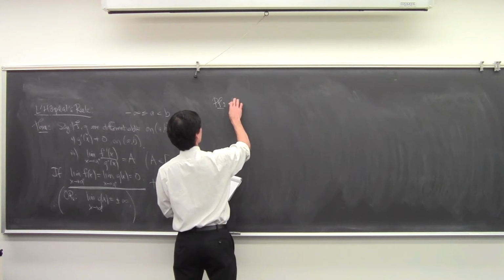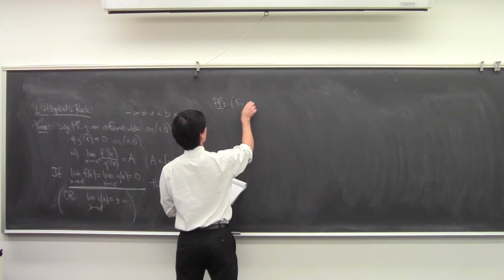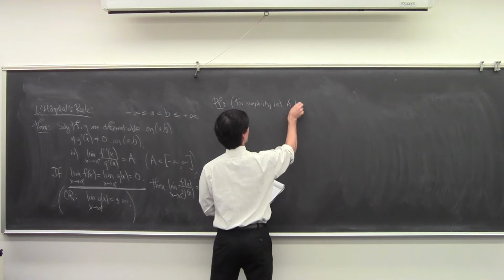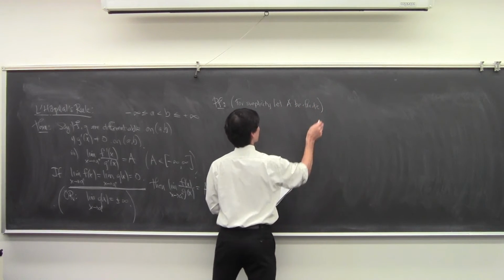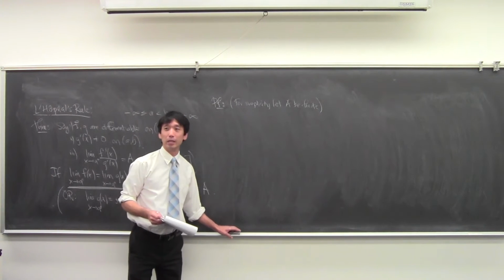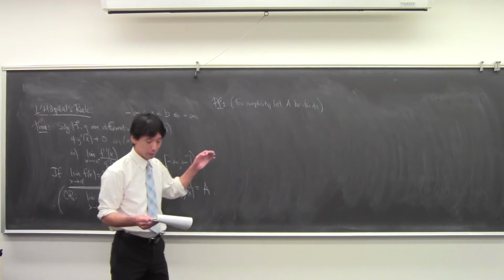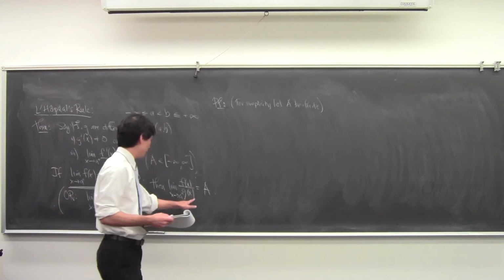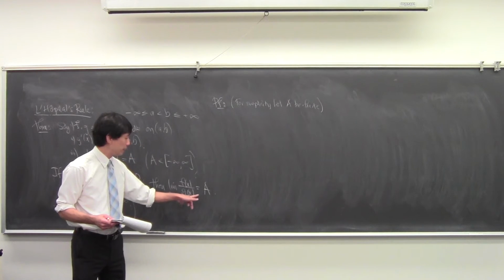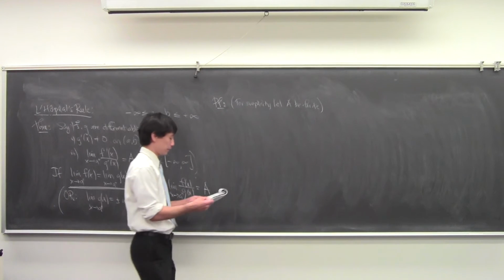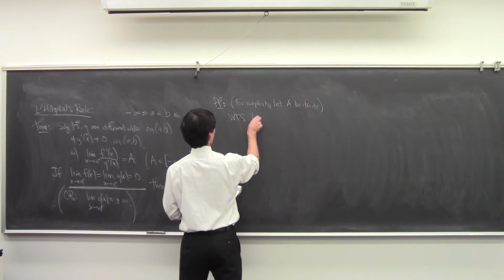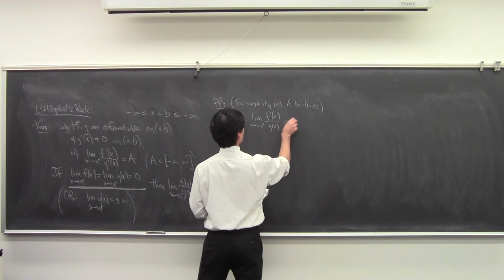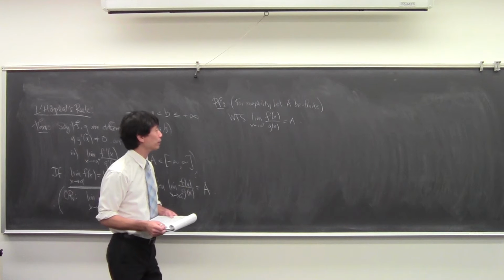So for simplicity, I'm going to take A to be a finite number. It's not that much different to do it for A infinite, but it'll be sort of cleaner to do it this way. Okay, so we want to show that the limit of the quotient of the original functions is A.